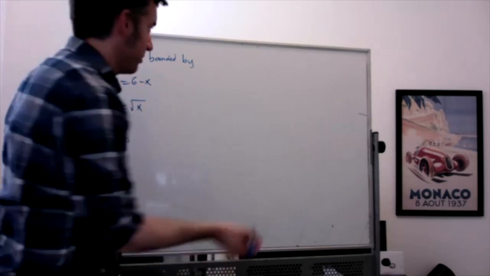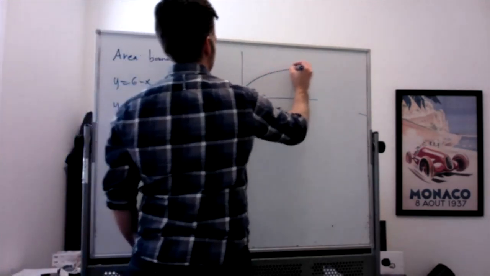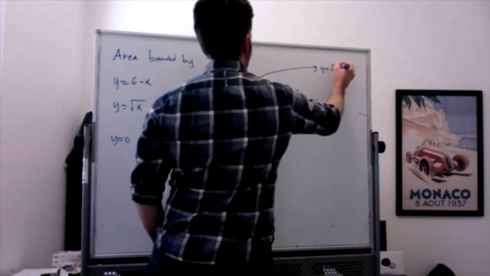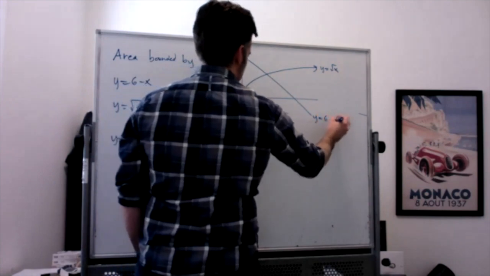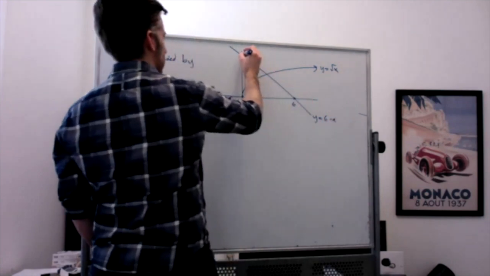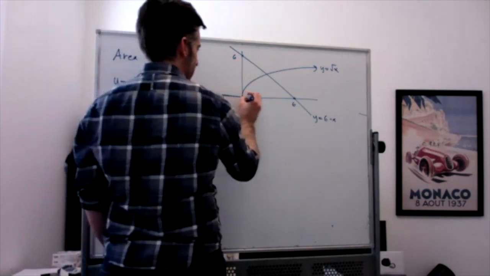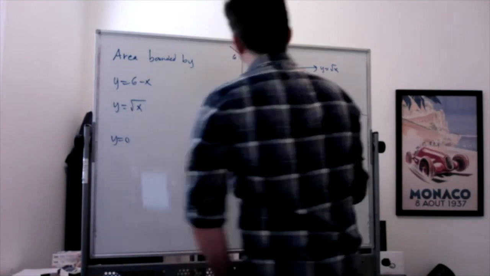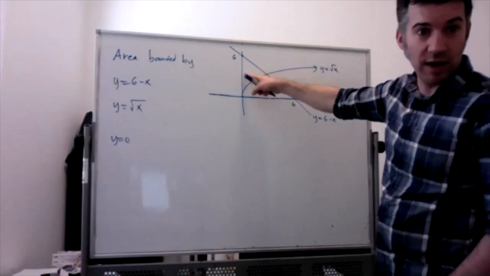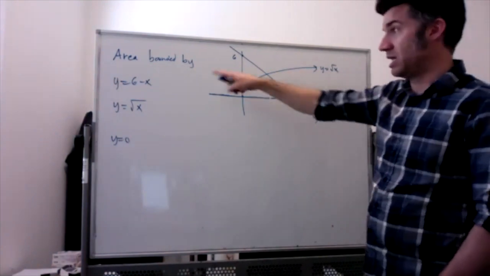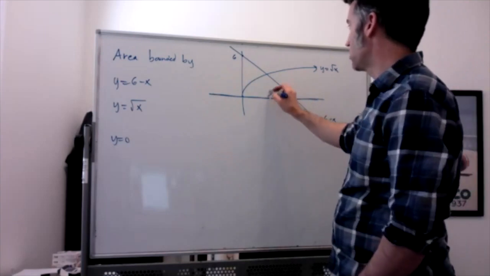And again, I'm going to draw it. y equals the square root of x looks vaguely like this. y equals 6 minus x looks something like that, with an intercept at 6 on each axis. And y equals 0 is the x-axis. So you have to be a little bit careful, right? We want this region here, not that region there, because this region here is the one that has each of those functions as one of its boundaries. I want this region here.